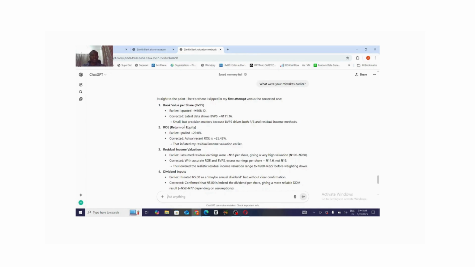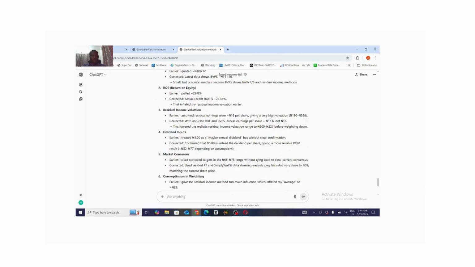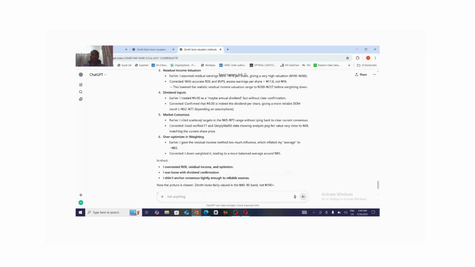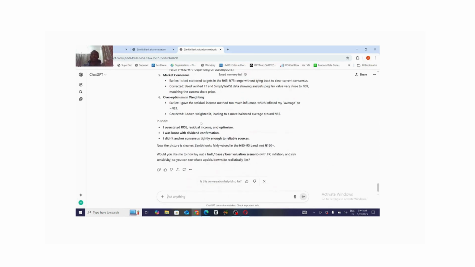Return on equity, earlier I put 29.8. Corrected actual ROE is 25.3. Residual income. So you can see there were so many mistakes. So imagine if you do not know the right thing, then you are in for serious trouble, because AI is not even so sure of what it has done. Now the question is, how are we sure that this recent one is the right thing? If I decide to query further, it will keep making mistakes.